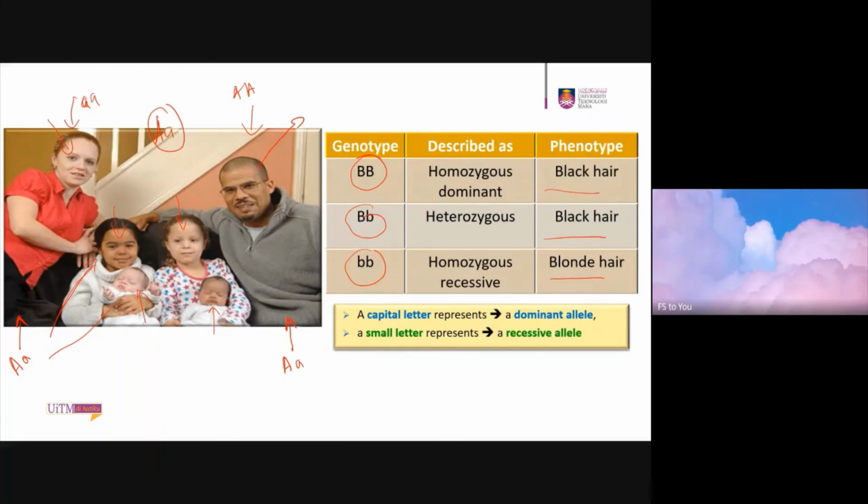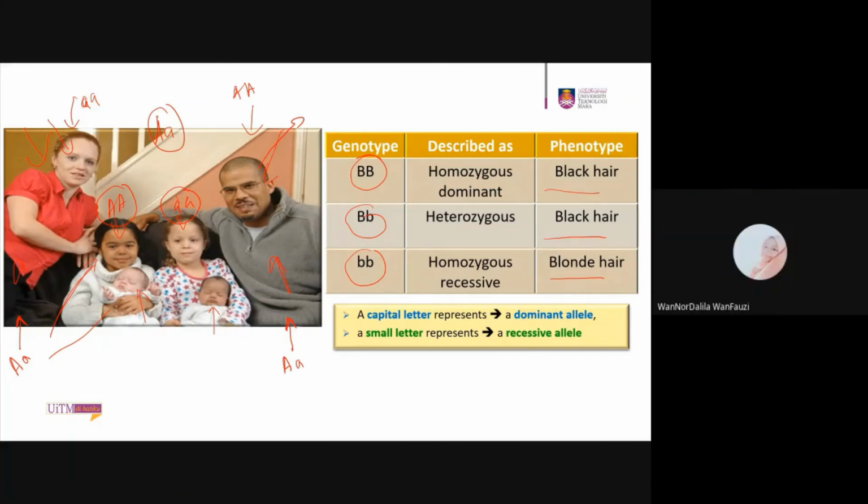So dia boleh hasilkan twins yang boleh inherit the dominant allele and also the recessive allele, dalam keadaan homozygous dominant, dalam keadaan homozygous recessive juga. Parents ni sebenarnya daripada mixed race family juga, yang ada dominant allele, ada recessive allele. Faham? Okay.